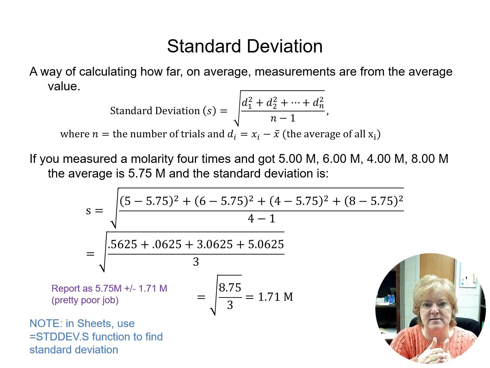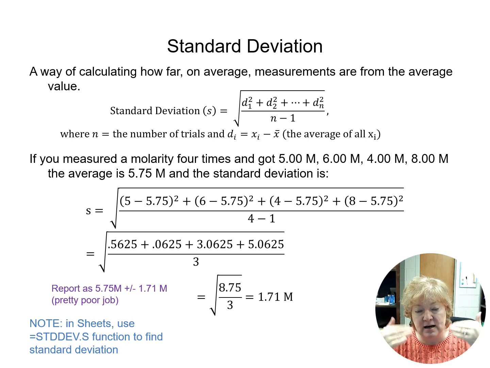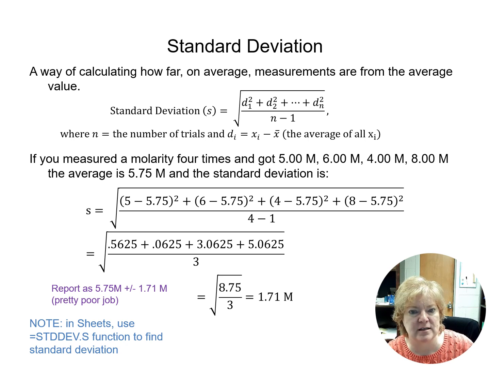So how far away is it? How far away is this one? And I'm squaring it. Then I'm adding them all up, dividing by, so I'm kind of taking an average of it, and then I'm unsquaring it with the square root. So it's kind of like an average deviation. That's what standard deviation is. It's like an average deviation from my average. And so in this case, my average was 5.75. I end up with a standard deviation of 1.71.